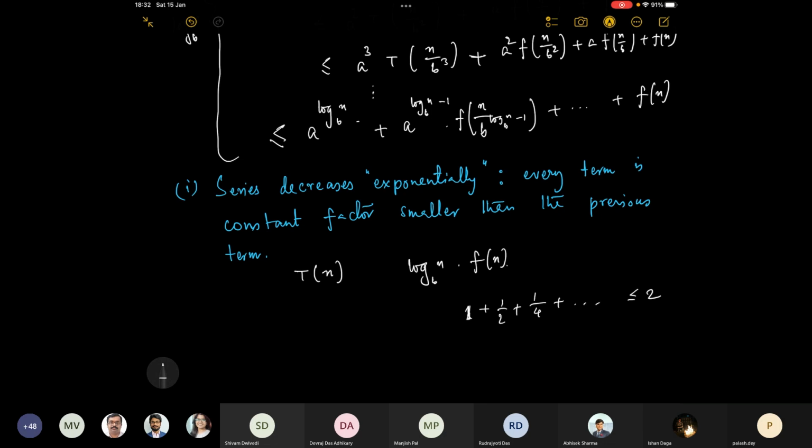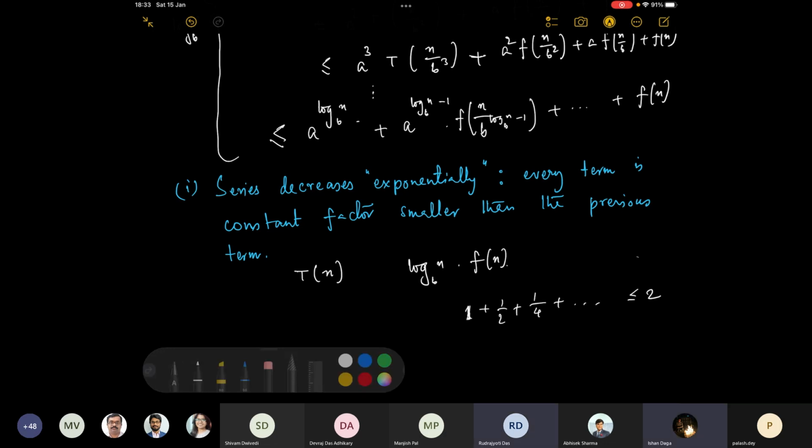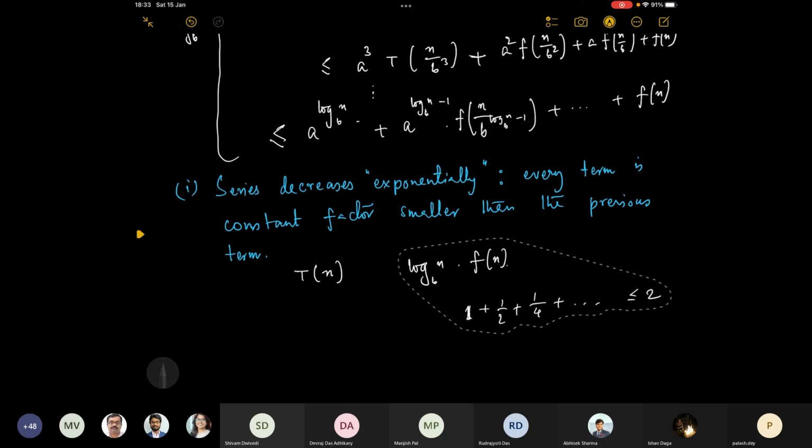Okay, so if a series is exponentially decreasing, which one is the highest term? Which term is the highest term? A to the power log n base b. First term. Yes, it's just from the definition. First term. Now, isn't an exponentially decreasing series a geometric progression? Is the sum not dominated by the first term? Isn't the sum a constant factor of the first term? Isn't it easy?